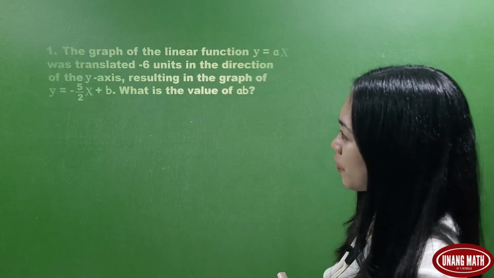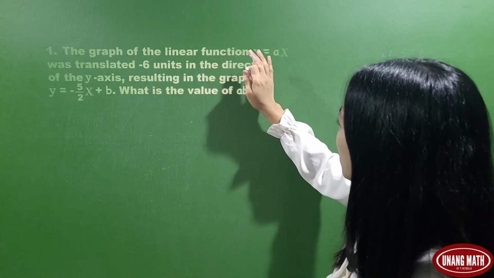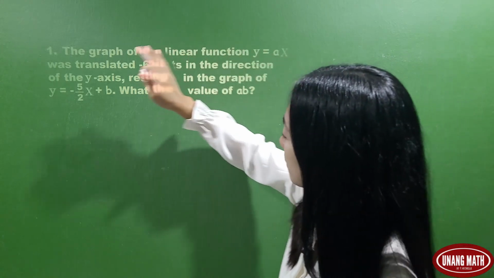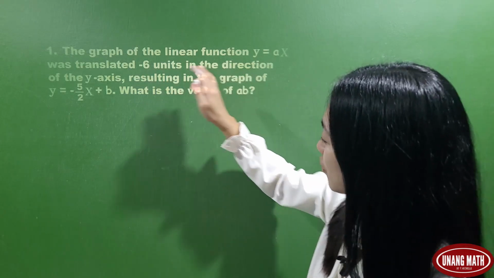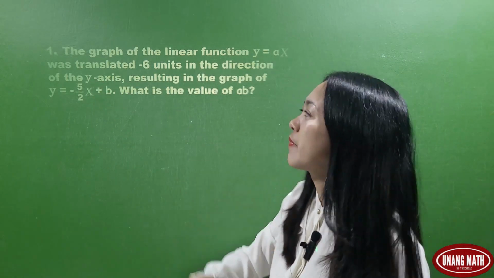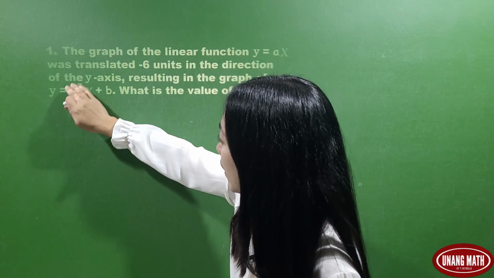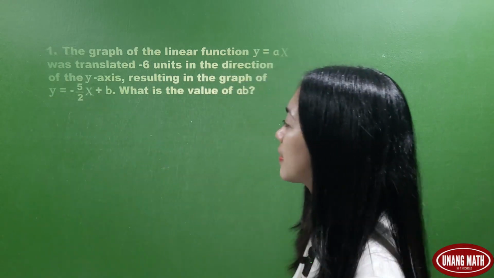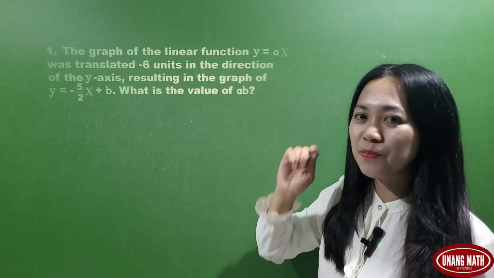Okay, let's start with the first problem. The graph of the linear function y = ax was translated -6 units in the direction of the y-axis, resulting in the graph of y = -5/2 x + b. What is the value of ab?